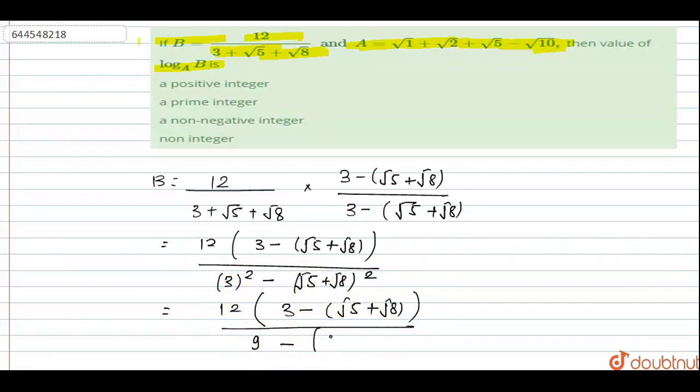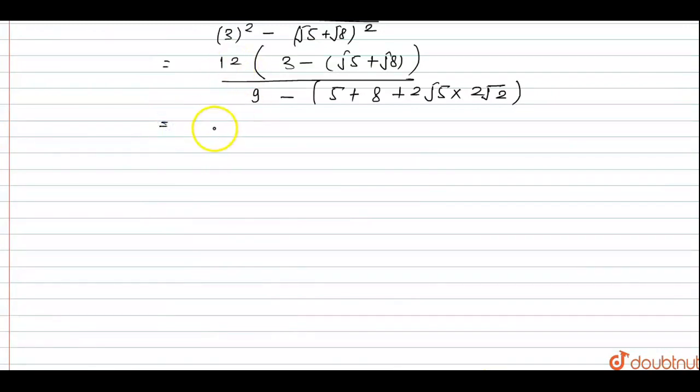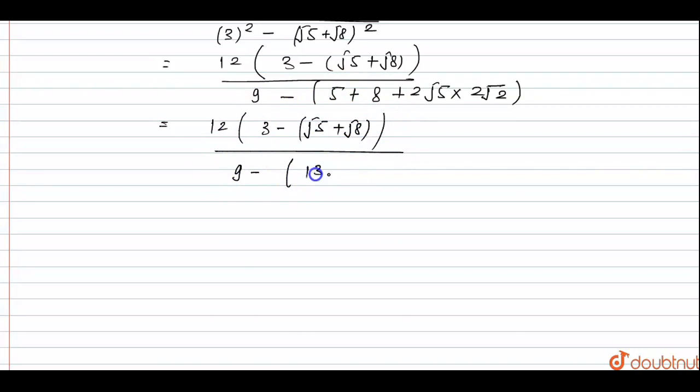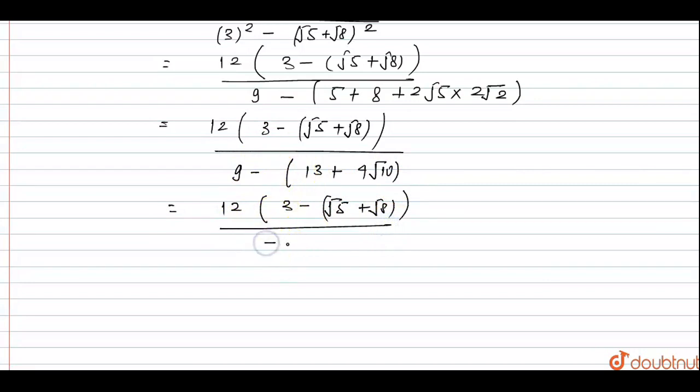3 square is equal to 9, minus, and this is equal to a square plus b square plus 2ab. 2√5 into √8 can be written as 2√2. Okay, and this is equal to 12 into 3 minus √5 plus √8 upon 9 minus 13, plus 4√10. Okay, this is equal to 12 into 3 minus √5 plus √8 upon -4 minus √10.